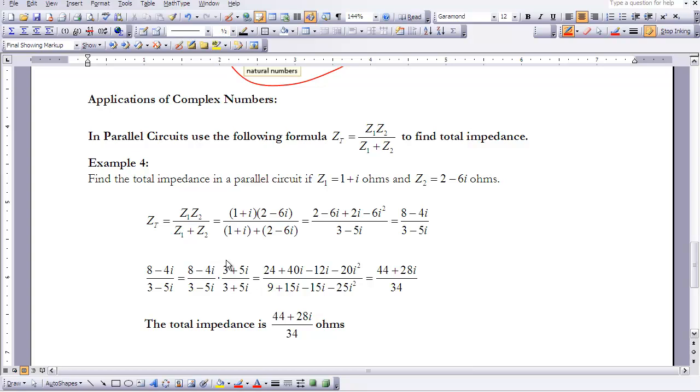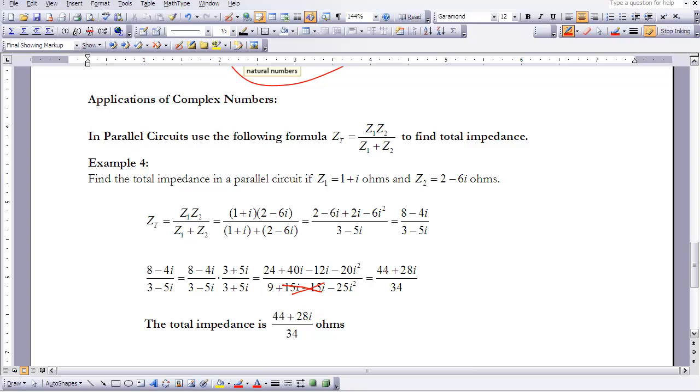So that multiplies out to 24 minus 40i minus 12i minus 20i squared. Bottom would be 9 plus 15i minus 15i minus 25i squared. We know the beauty of multiplying by a complex conjugate is that it gets rid of my i's. So 9 minus 25 times a negative 1 would give me 34. If I simplify up above, that gives me 44 plus 28i.